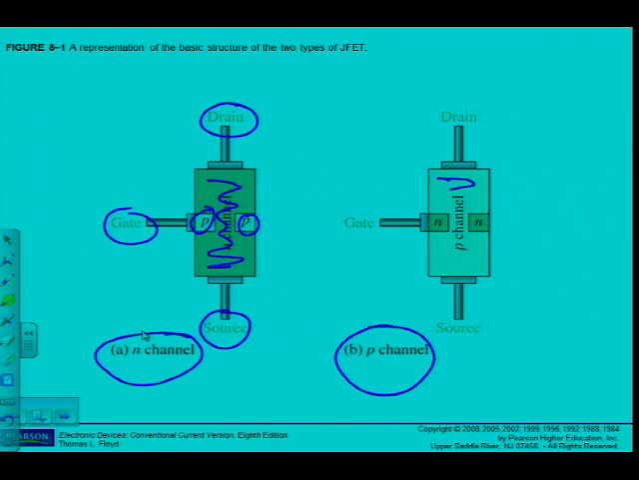P-channel again, I can see it's a large piece of P-channel material, 2 small pieces of N-type material implanted there. Also connected to the gate. Remember, both of them are connected to the gate, and also drain and source. Okay, that's the basic structure of this device. You don't have to be able to draw that. Just makes the understanding of it a bit simpler.